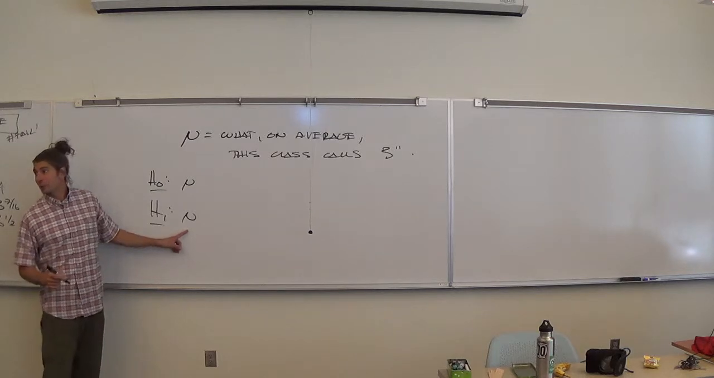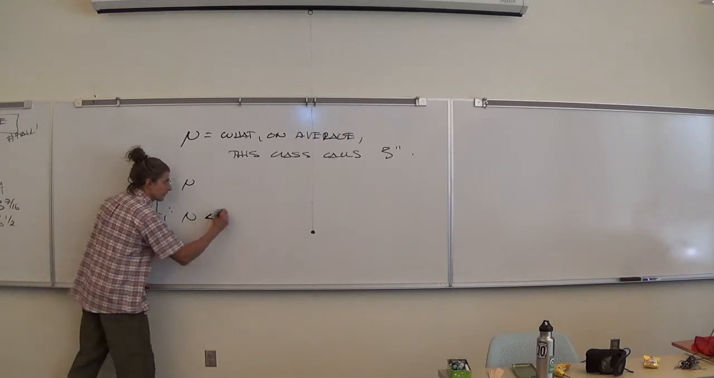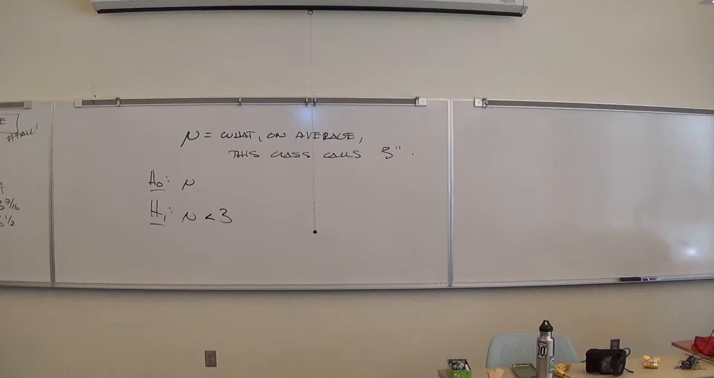Give me a mathematical symbol, if you would. Less than. They're going to be less than 3. How much less than 3? The margin of error tells us how much less. Don't worry about that right now. We'll deal with that later.